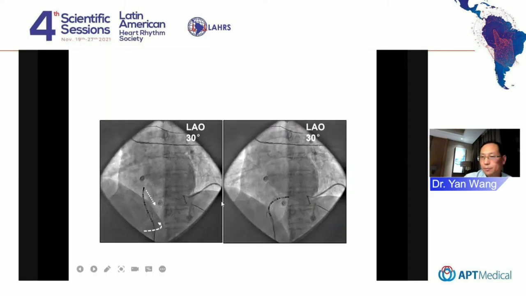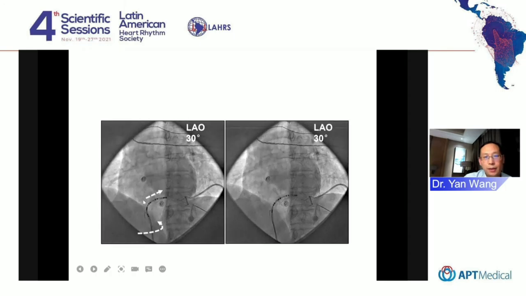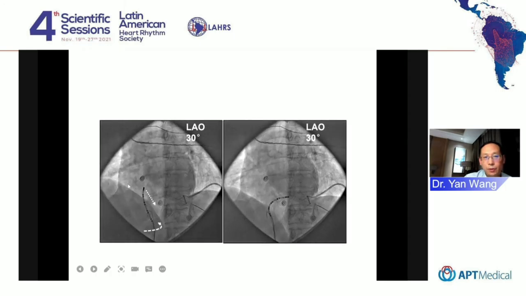This slide is provided by another procedure. This catheter is placed via fluoroscopy. You can see here, first we just advance the catheter. The tip is almost parallel to the peak of the tricuspid valve, and then we flex the catheter like this.